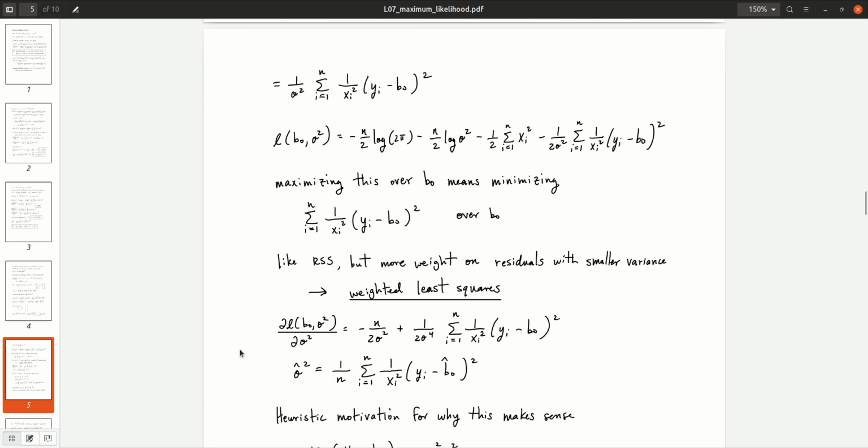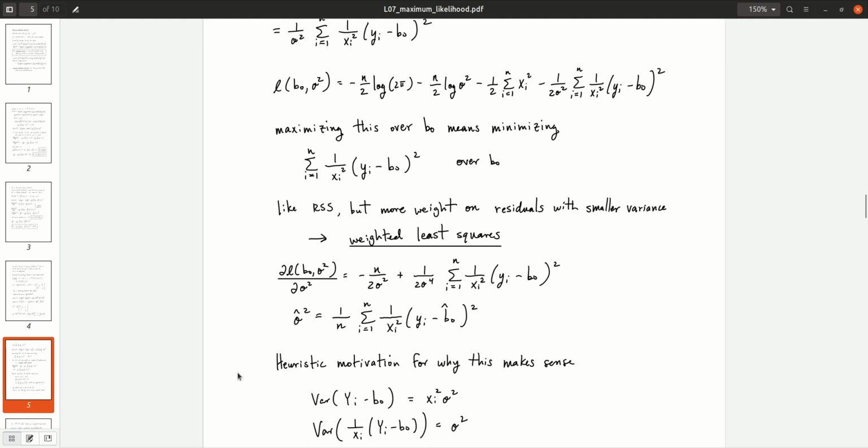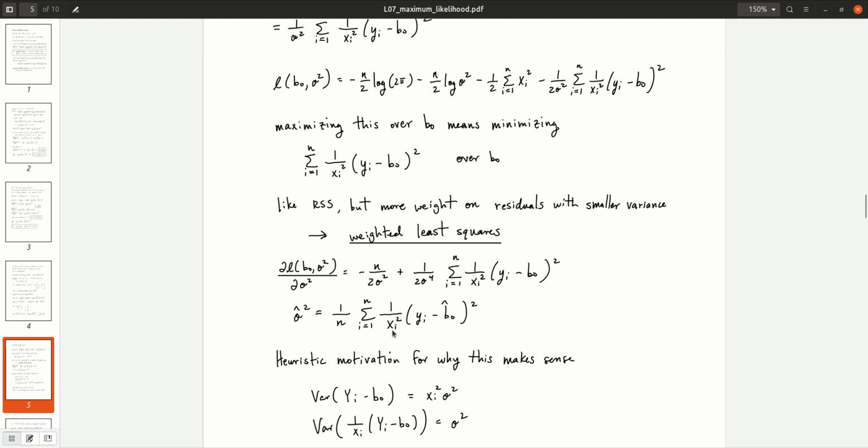If we look at the partial derivative with respect to sigma squared, this goes away. This is n over 2 times 1 over sigma squared, so that's this. And then this part does not depend on sigma squared, and this thing depends on sigma squared in a similar way as in the previous model. So you get 1 over 2 sigma to the 4th times that sum. If you solve this for sigma squared, you get sigma hat squared equals 1 over n times the sum of 1 over xi squared times yi minus b0 hat, squared.